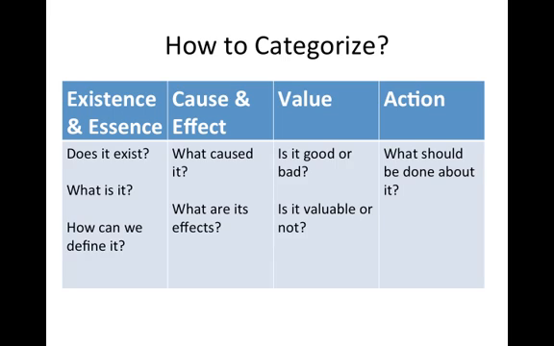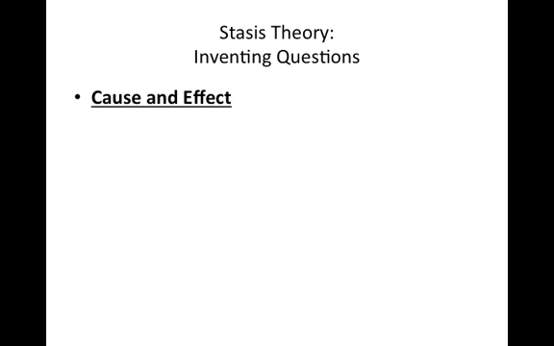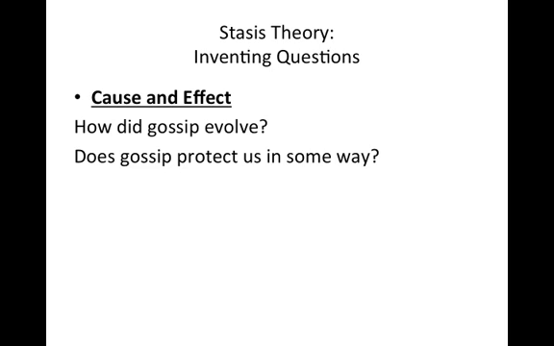So once we understand that these categories are categories of questions, we can start using the questions of the stasis categories to generate even more questions. So let's consider those questions of cause and effect. We had some already, but let's see if we can generate more questions, including more specific questions. So we might ask things like, how did gossip evolve? The question of its cause. We could ask, does gossip protect us in some way?